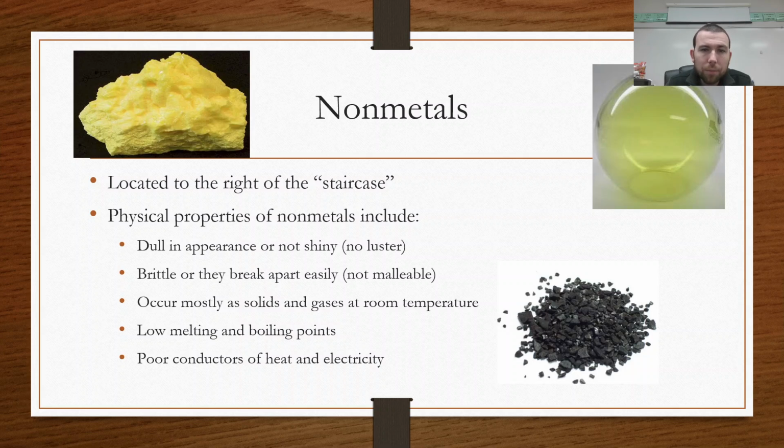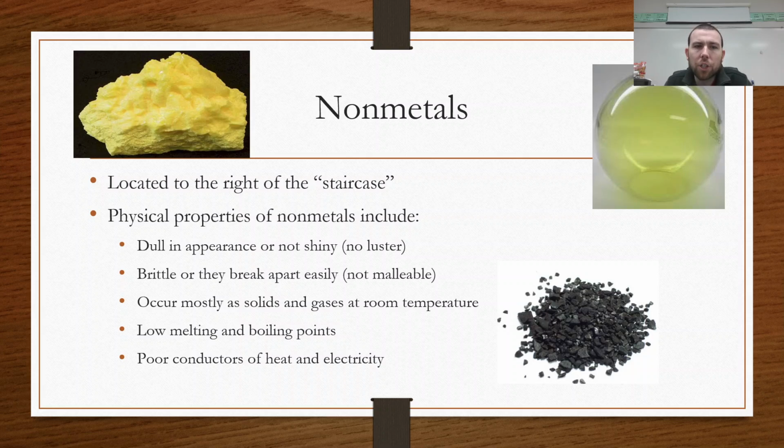Nonmetals are brittle, which simply means that they break apart easily. You think about with metals, we talked about how you could take a hammer to them, make them into thin sheets, make them into different types of shapes. But for a nonmetal, because they're brittle, they break apart easily. They don't hold their structure when you try to mold them into different shapes, so they're not malleable.